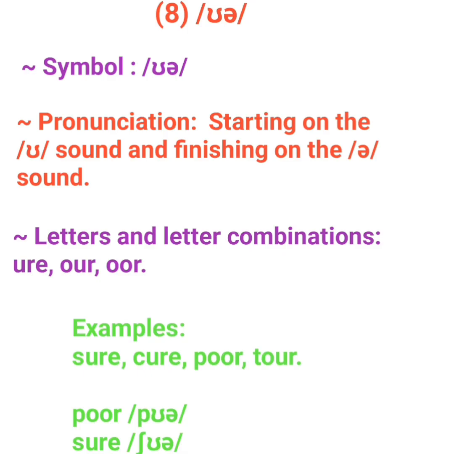And for the last diphthong, how do we pronounce the eighth one? It is a combination of U and schwa sound, starting on the U sound and finishing on the schwa sound. So for letters and letter combinations, we have it whenever we have URE, OUR, OOR, as in sure, poor, tour, and so on and so forth.